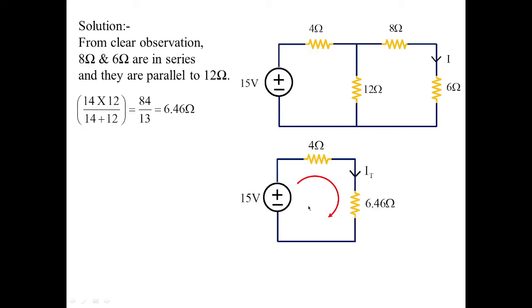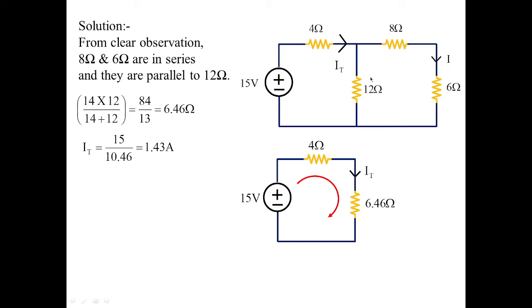Therefore, the circuit looks like this. When the circuit looks like this, you can see 4 ohms is in series with 6.46 ohms. Now you can calculate the total current in the circuit with the help of mesh analysis, which will give you the value 15 by 10.46, which is equal to 1.43 amperes. Now this 1.43 amperes is the value of the total current over here, and the same current is flowing over here, where you have parallel resistors.